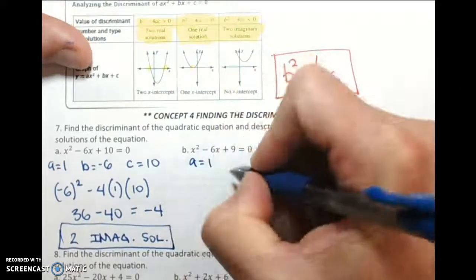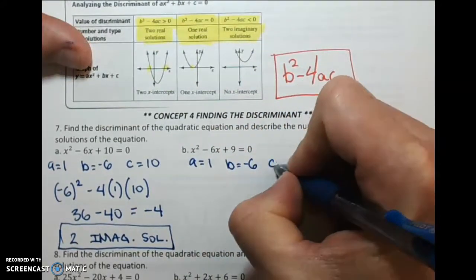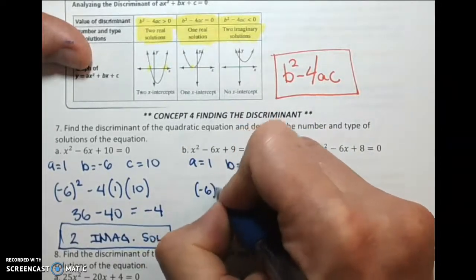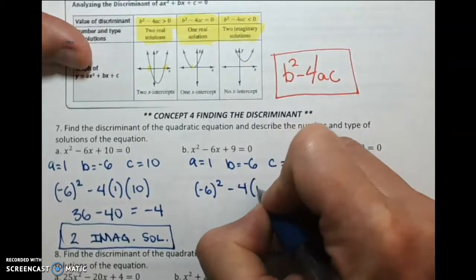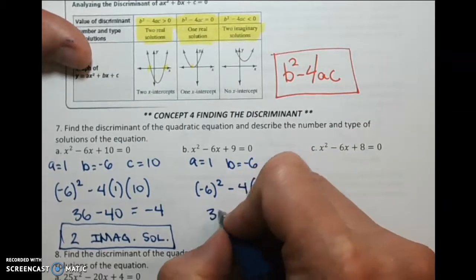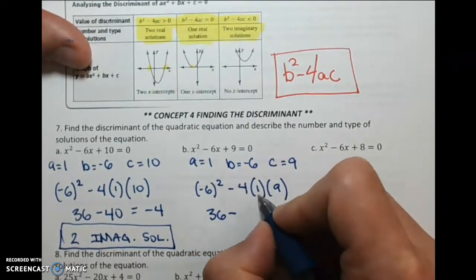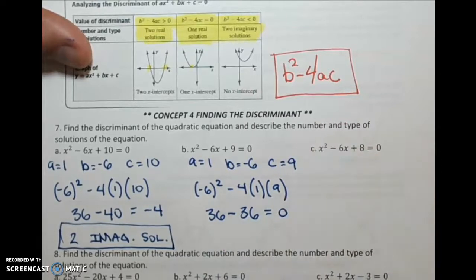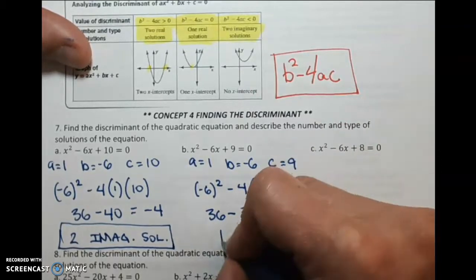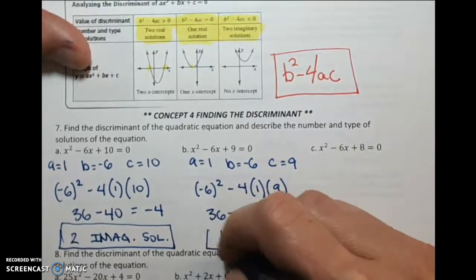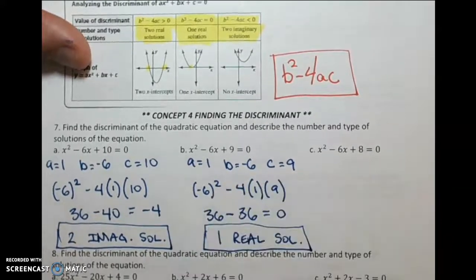Alright, second one. A equals 1, B equals negative 6, and C equals 9 this time. So now I have negative 6 squared, B squared, minus 4 times A, which is 1, times C, which is 9. Okay, so again, I still get positive 36. And then negative 4 times positive 1 is negative 4 times 9 is negative 36, which equals 0. 36 minus 36 is 0. Therefore, I get 1 real solution. That's what I'm looking for.